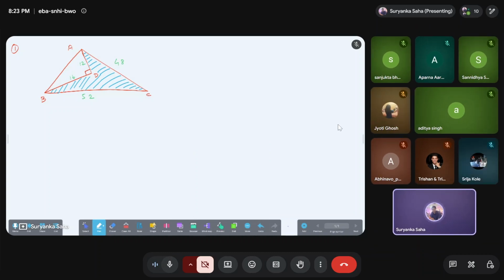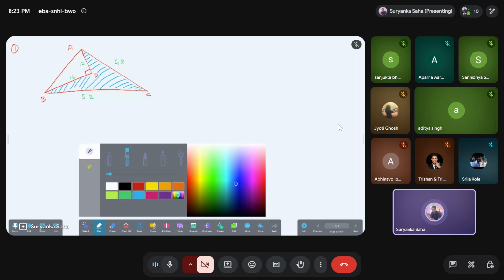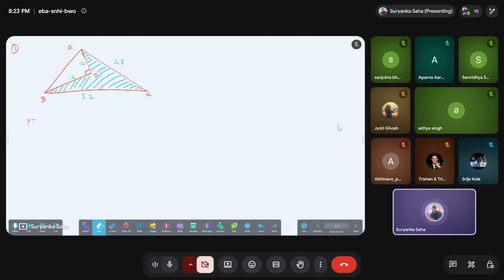So we are calculating AB first. By Pythagoras theorem on triangle ADB, you have to calculate the length of AB. So how much will be AB? Directly write: AB will be root over AD square plus BD square. So it will be root over 12 square plus 16 square.